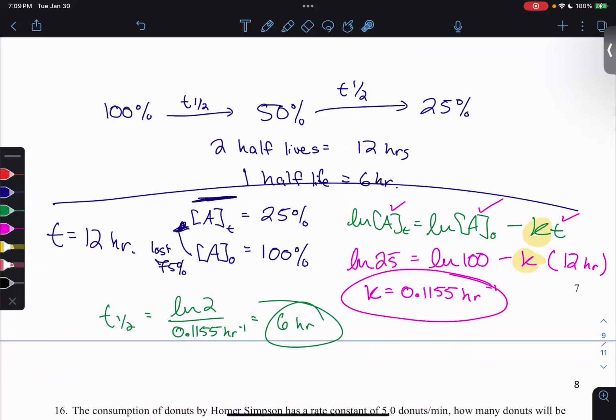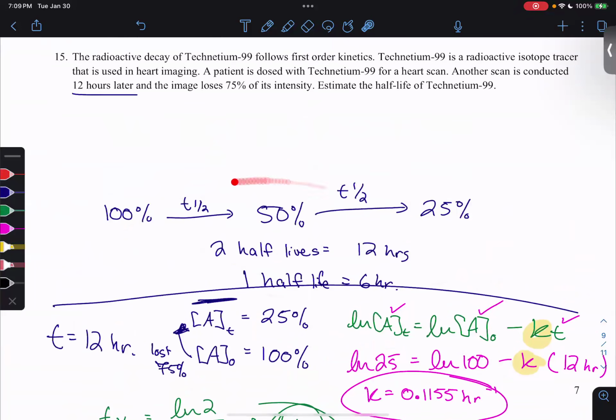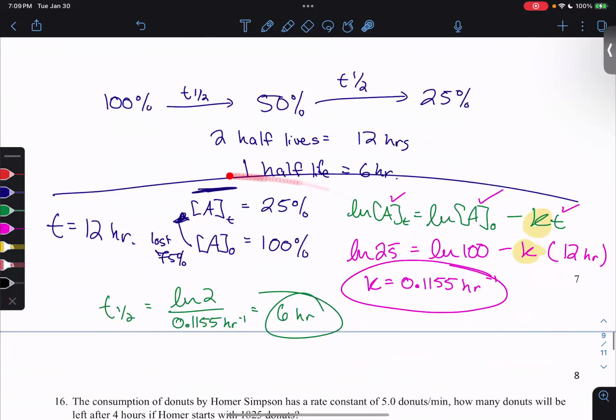So here's the moral of the story. Yes, this is the lazy way. But why does it work? It only works because the numbers are easy. That's the only reason why it works. You can always use the integrated rate law. I could give you a concentration change from 100% to like 33%, and you could still get k, get T1/2. So the integrated rate law will always work.